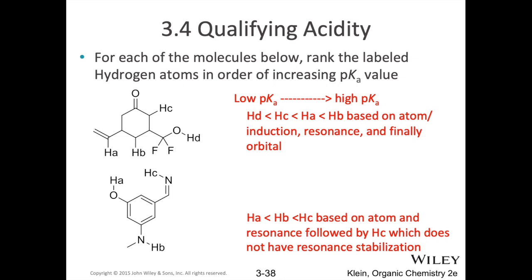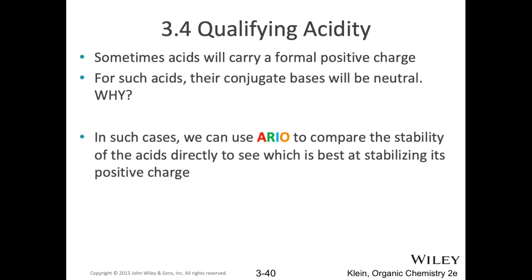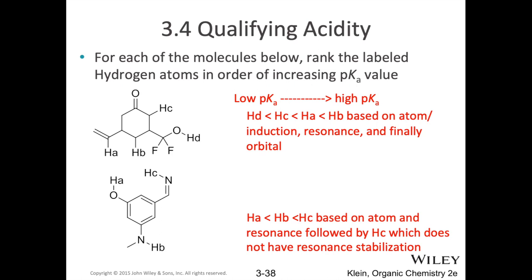With the second one, again, we want to use ARIO. So we start looking at those atoms that our hydrogens are attached to. Again, the clear winner here is hydrogen A, right? We're on oxygen, and oxygen is very electronegative. So that's going to be our most acidic hydrogen.